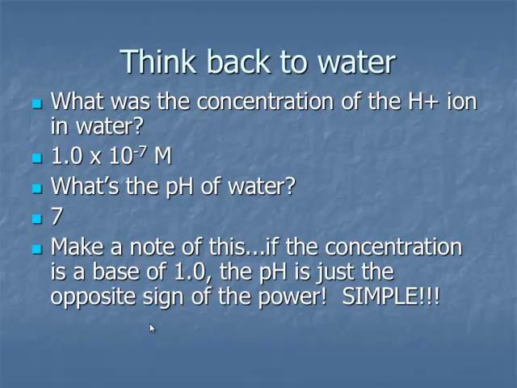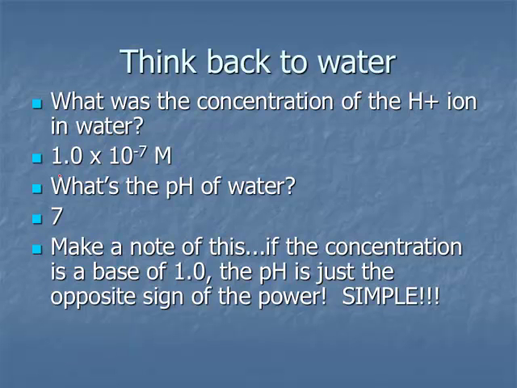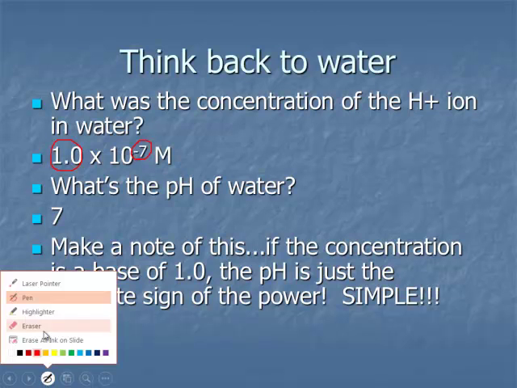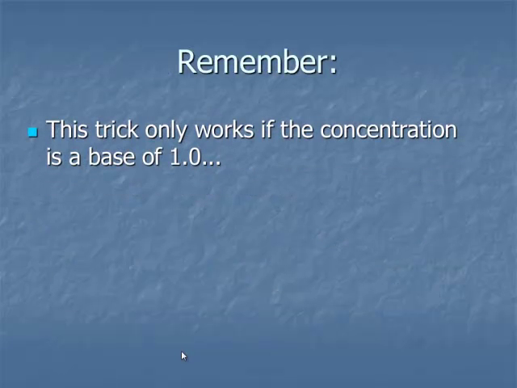Alright, well let's make note of this. If the concentration has a base of 1.0, I want you to look at what I mean by a base of 1.0. If this number in the front, the base number right here, is a 1.0, whatever number is on that power of 10, if you change that negative to a positive, that's going to be the pH of the solution. How easy is that? So remember, the trick only works if the concentration has a base of 1.0.